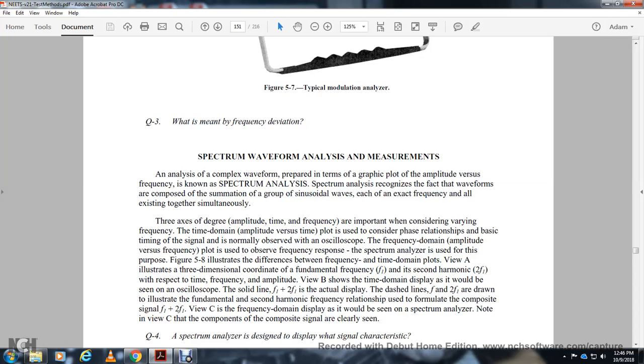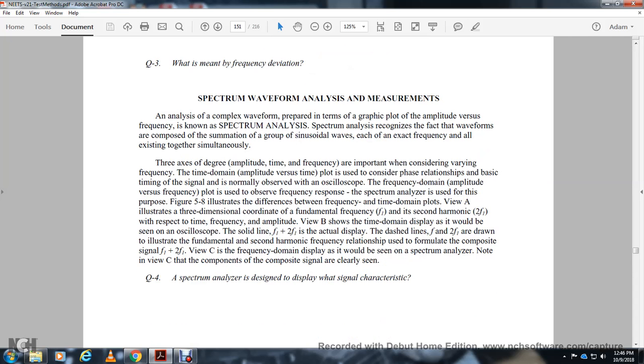The spectrum analyzer is used to measure and analyze complex waveforms. It determines a graphical plot of amplitude versus frequency, breaking the waveform down, based on the fact that a waveform is composed of the summation of a group of sinusoidal waves, each of different frequencies, all existing simultaneously.